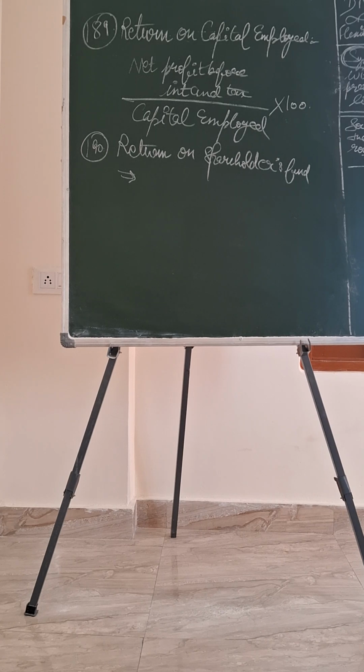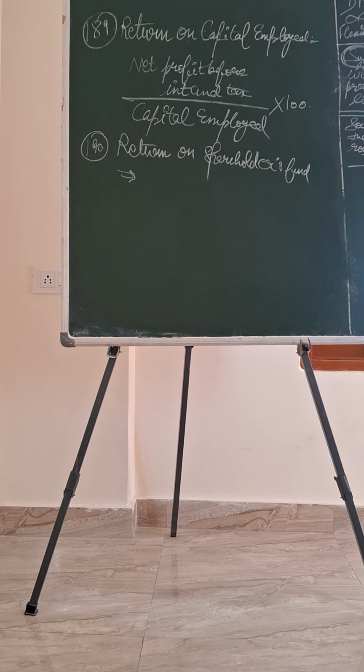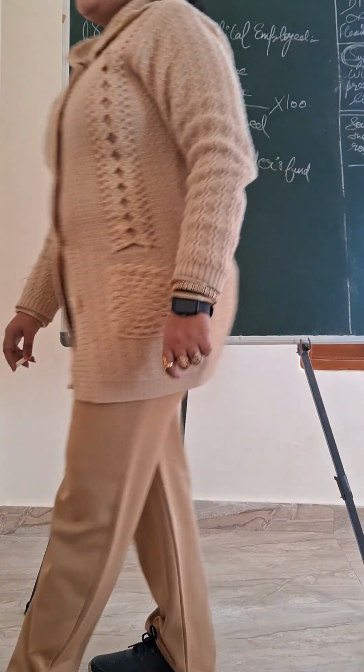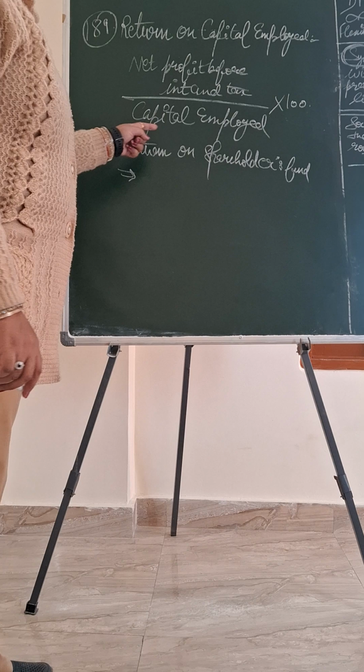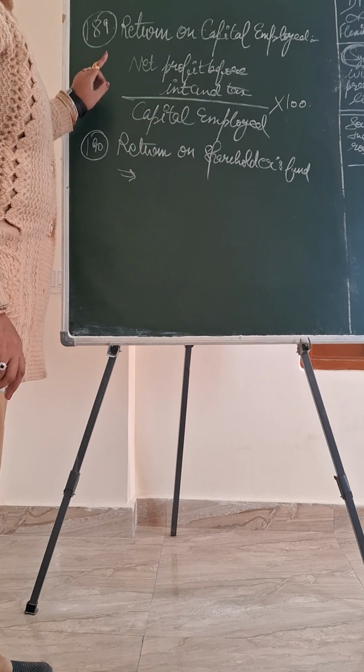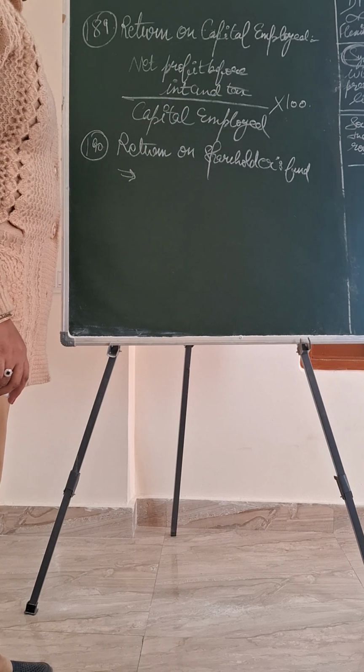So we are going to do certain concepts of accounting. Question number 189 MCQs. That is return on capital employed. When we talk about return on capital employed, the simple formula is net profit before interest and tax over capital employed into 100. That is return on capital employed.